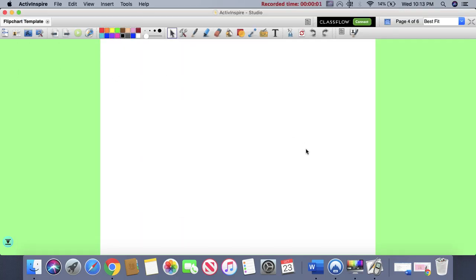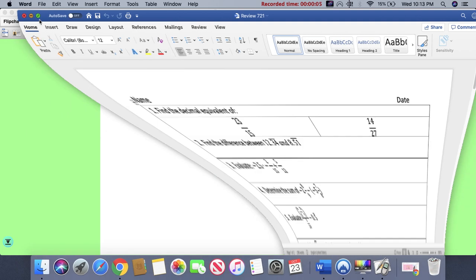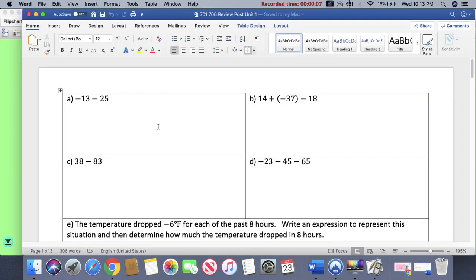Okay, let's start this one. Let's see how far you can get. So, no, it's not this one. It's the other one. Okay, so it's a subtraction problem.